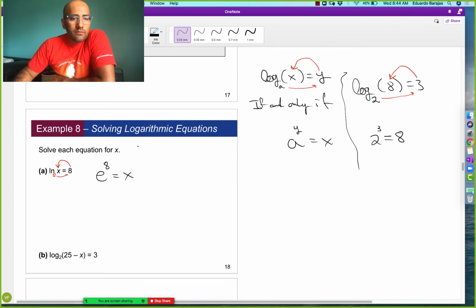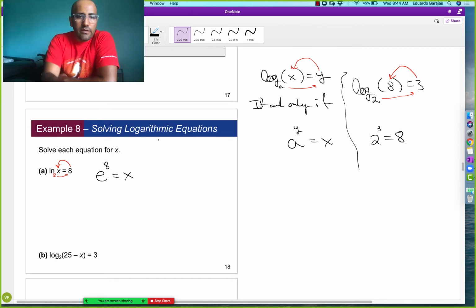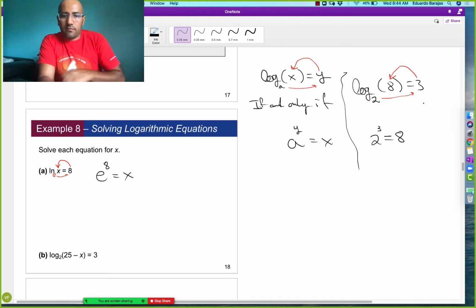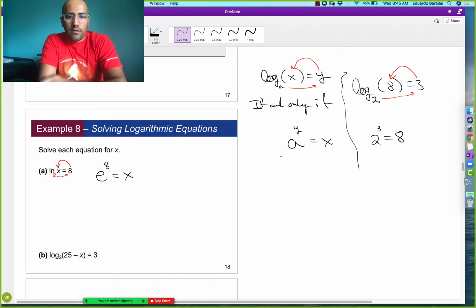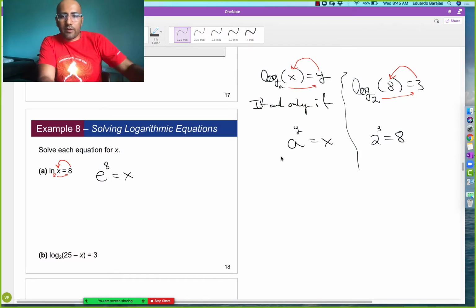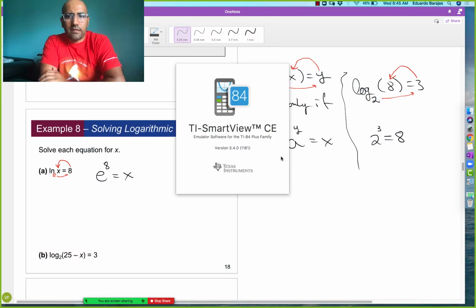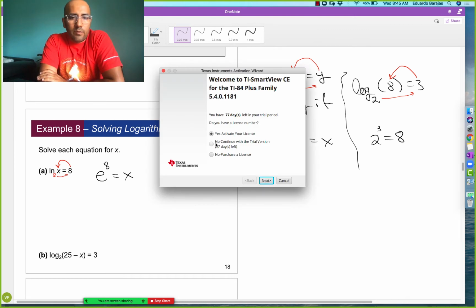Questions? No? Okay. So we can use our calculator. Let me launch it and see how it does. I try not to keep the program open because it slows down the stylus I've found. I have too many programs open.